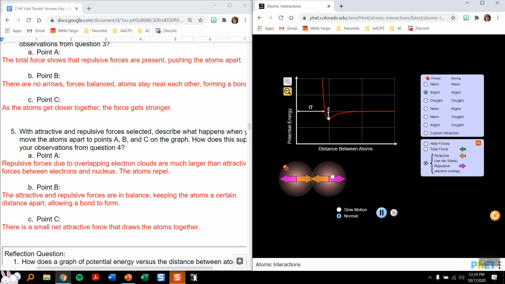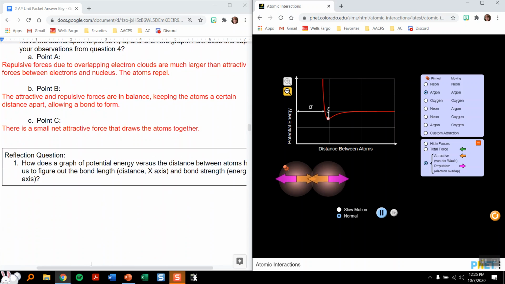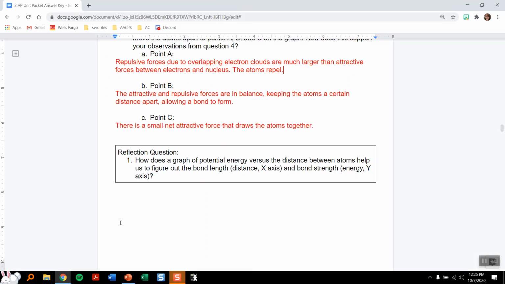If we keep this at point B, we see that the size of those arrows, repulsive and attractive, are the same. So the forces here are in balance, and they keep those atoms a certain distance apart, which allows a bond to form. So our reflection question here is asking, how does this graph of potential energy versus the distance between the atoms help us to figure out bond length and bond strength?